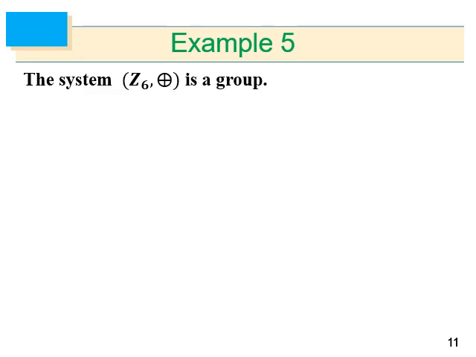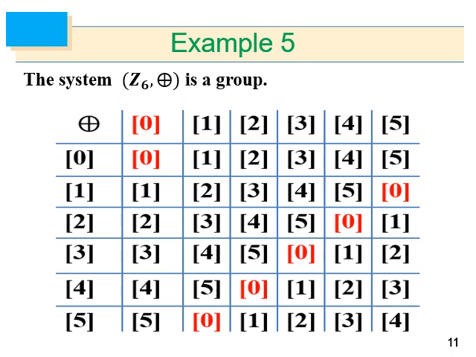Example: the system consisting of the set of all congruence classes modulo 6 and the addition is a group, which is given by 0 plus 0 gives 0, 0 plus 1 gives 1, 0 plus 2 gives 2, and so on. 1 plus 0 gives 1, 1 plus 1 gives 2, 1 plus 2 gives 3, and so on.